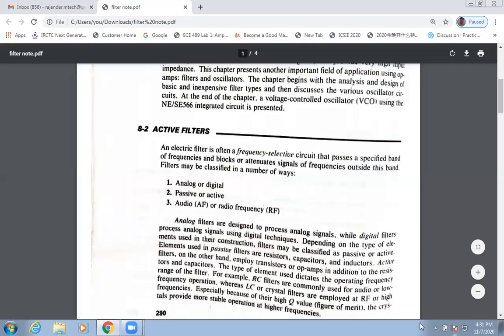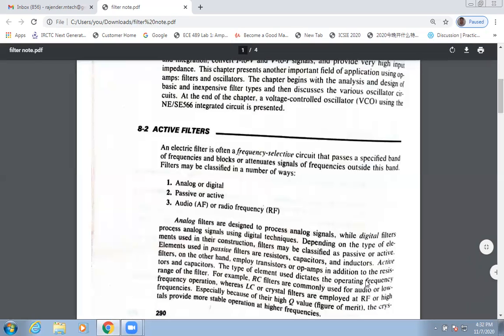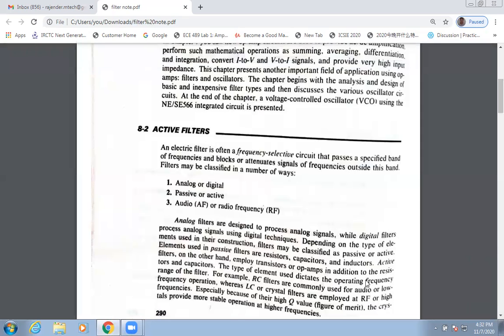The type of element used dictates the operating frequency range of the filter. For example, RC filters are commonly used for audio or low frequency operations, whereas LC filters, that is inductor capacitor filters, or sometimes crystal filters, are employed at high frequency, or we can say radio frequencies, especially because of their high Q value. Q stands for quality factor or figure of merit. The crystal provides more stable operation at high frequency.